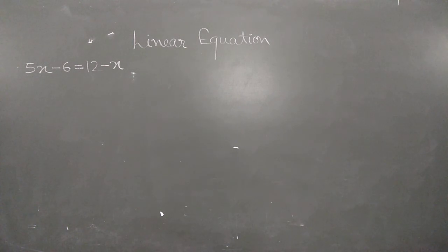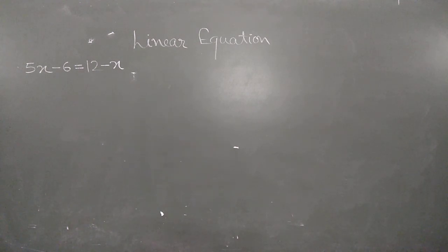Now, as you are observing on the screen, it is written over there: 5x minus 6 equals 12 minus x. So in this case we have variables on both sides and numbers on both sides. How do we solve this type of equation? In this type of equation we transpose the variable to one side and the number to the other side.